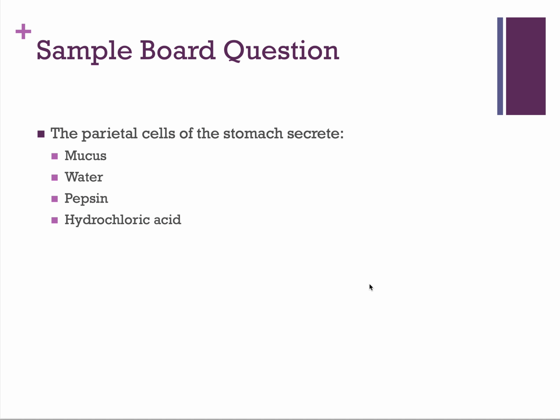All right, so sample board question. The parietal cells of the stomach secrete mucus, water, pepsin, or hydrochloric acid. I really hope you know the answer to this by now. If you don't, please come see me and we'll talk about it.